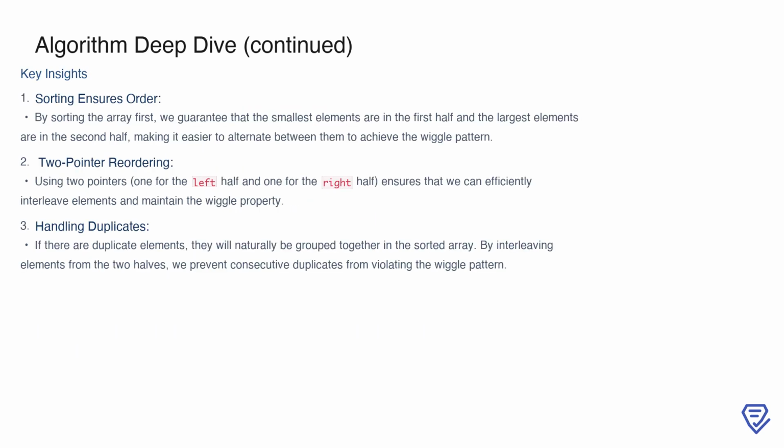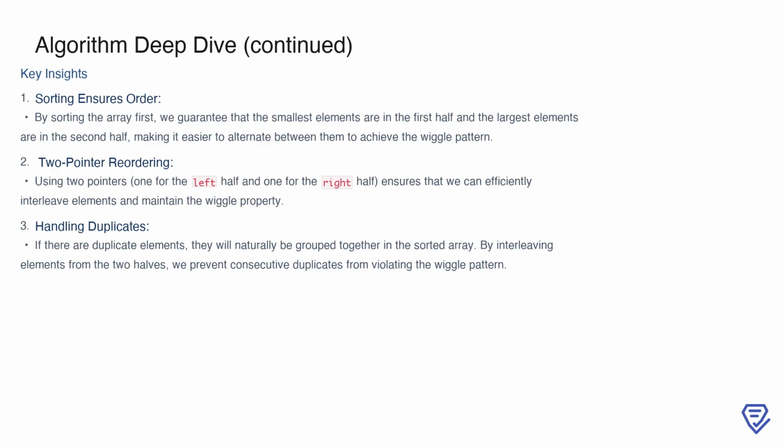The reasoning behind this approach lies in a few key insights. First, sorting the array guarantees that the smallest elements are grouped in the first half and the largest in the second half, which simplifies the process of alternating between them. Second, the two-pointer strategy for reordering is both efficient and intuitive, allowing us to directly interleave elements from the 2 halves. This ensures that the wiggle pattern is maintained throughout. Finally, when handling duplicate values, sorting naturally groups them together. Interleaving the 2 halves prevents consecutive duplicates from violating the wiggle pattern, ensuring that the array still adheres to the required conditions.